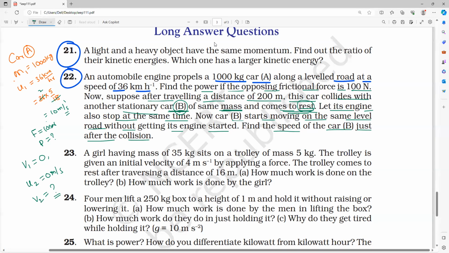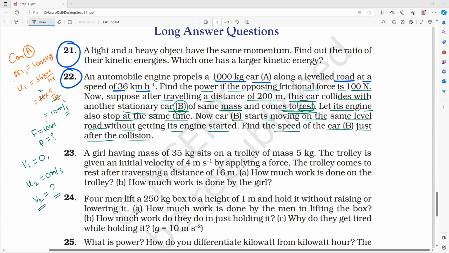So shall we start, everybody? First we have to find the power of car A, and then we'll find the velocity. This is a very big and very important question, integrating the law of conservation of momentum with the power concept. So you have to be extra careful. First I'm going to the Word document so that we can solve slowly. All of you write the given data. Do you all understand the question?